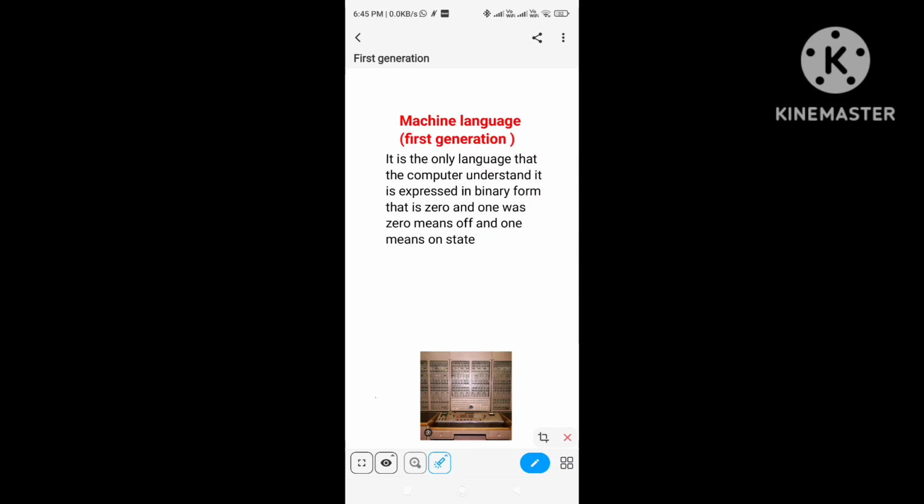This has the advantage of very high speed and very low memory utilization. Though it is very high speed, learning this machine language is very time consuming and tough, and it is non-practical too. It is difficult to write and debug programs, and it is machine dependent, which means this language will differ from machine to machine. So there are very few people specialized in this language, and it is also called low level language.